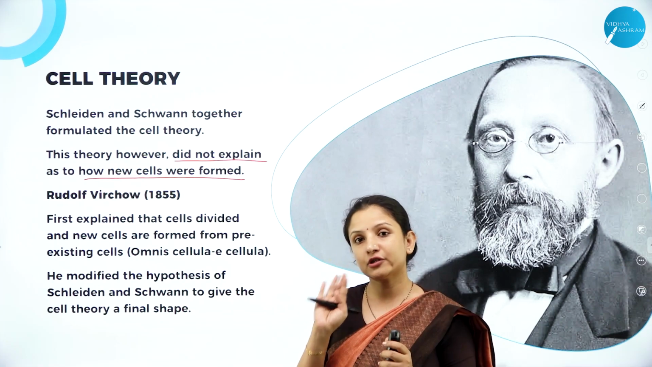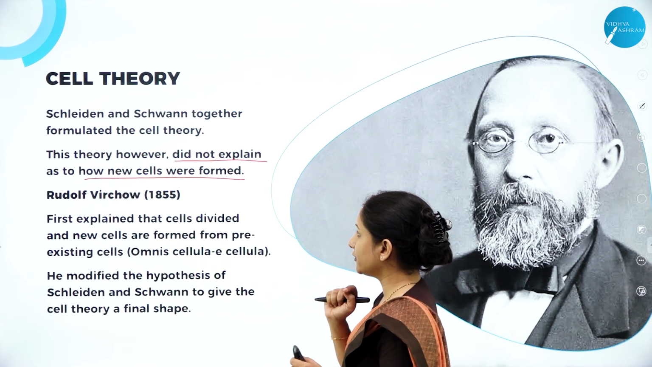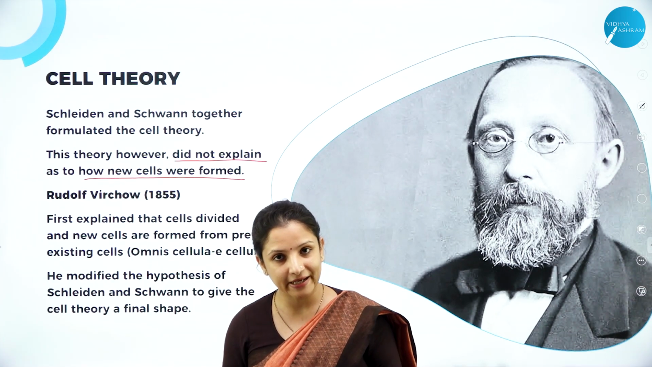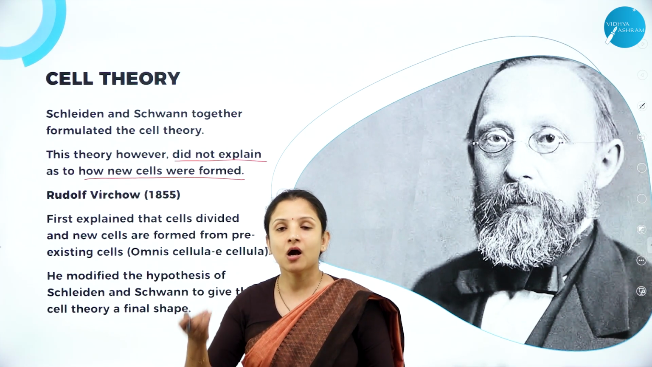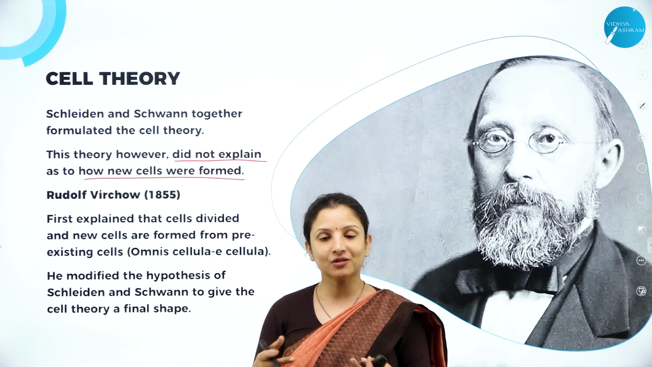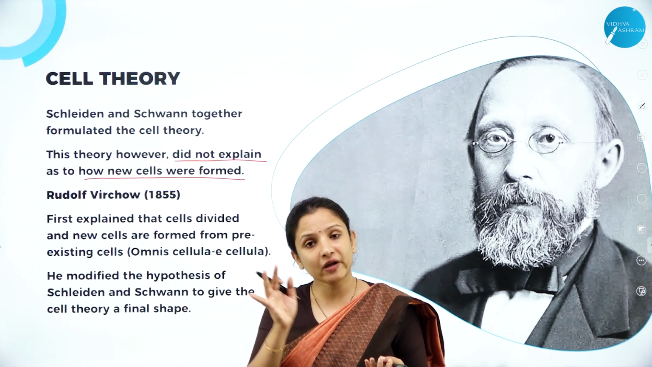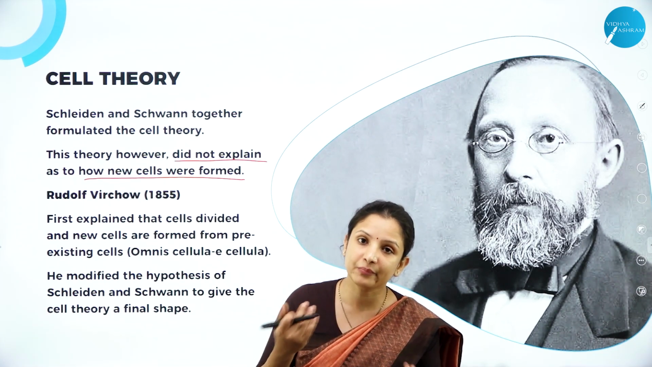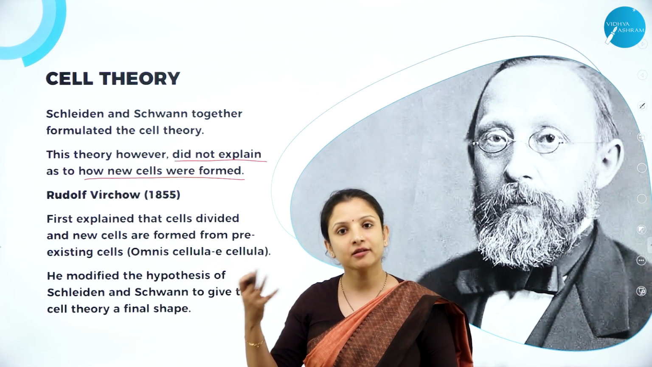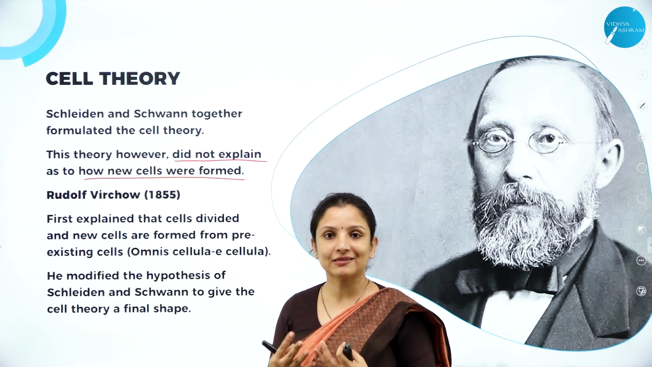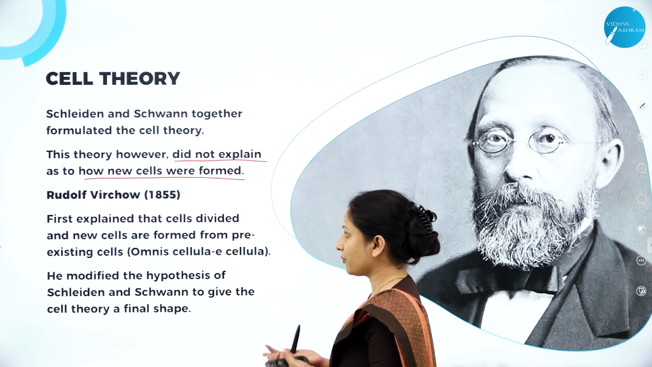So there was a drawback in that cell theory. What was the drawback? The drawback was that none of the scientists were able to explain how new cells are formed. Of course, we know that the cells divide, right? So during the division of cells, from where exactly do the cells divide? What is the basis for the division? From where the new cells are formed, all that information was not available. Therefore, the cell theory could not be formulated in a proper way.